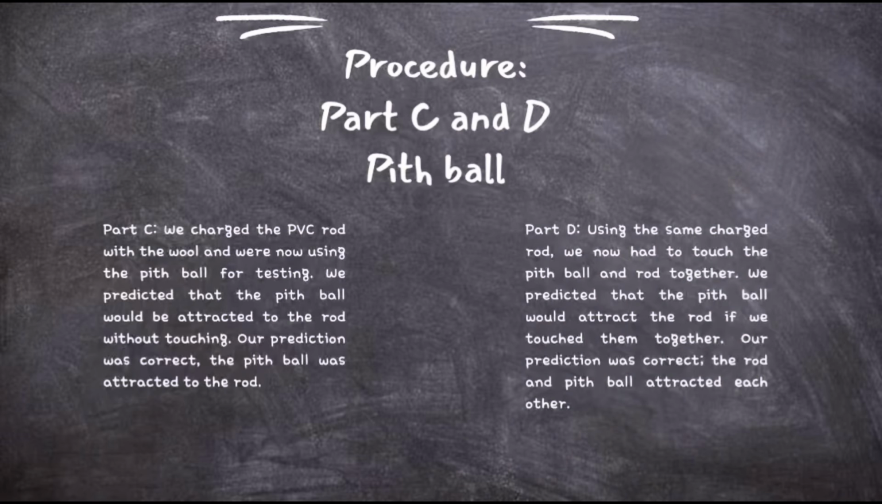Part D. Using the same charged rod, we now had to touch the pith ball and rod together. We predicted that the pith ball would attract the rod if we touched them together. Our prediction was correct. The rod and pith ball attracted each other.